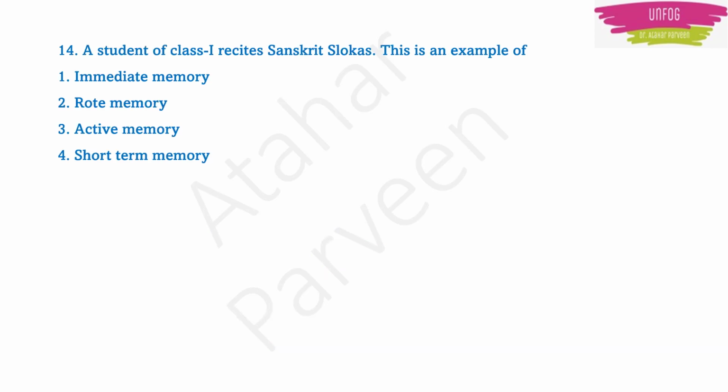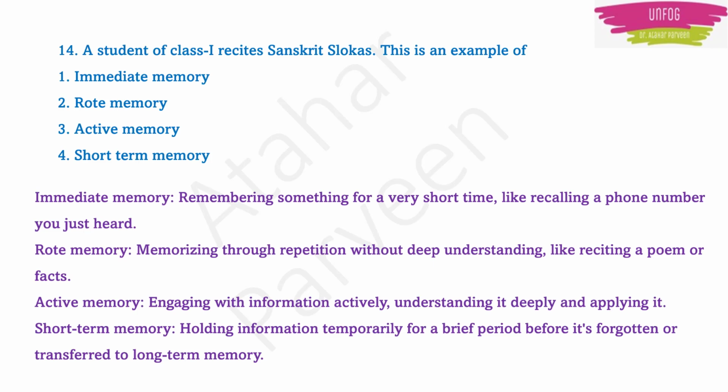Next question. A student of class 1 recites Sanskrit slokas. This is an example of. So 4 options are immediate memory, rote memory, active memory, and short-term memory. So here a student of a first standard is reciting Sanskrit slokas. Means obviously the student doesn't know the meaning of that slokas. Correct? He has just by-hearted and then he is reciting. So such memory is known as a rote memory. It is memorizing through repetition without deep understanding, like reciting a poem or facts.